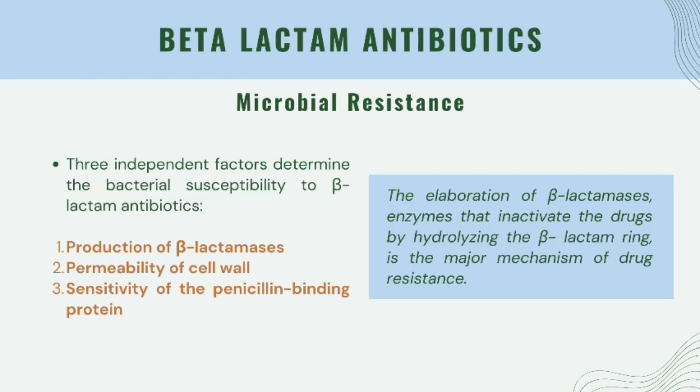Bacterial susceptibility to beta-lactam antibiotics, a crucial class of antibacterial agents, is influenced by three independent factors: the production of beta-lactamases, the permeability of the cell wall, and the sensitivity of penicillin-binding proteins. The major mechanism of drug resistance is the elaboration of beta-lactamase enzymes that inactivate the drugs by hydrolyzing the beta-lactam ring. Different bacteria produce beta-lactamases that differ in physical, chemical, and functional properties. Some beta-lactamases are specific for penicillinases, some are specific for cephalosporinases, while still others have affinity for both groups.